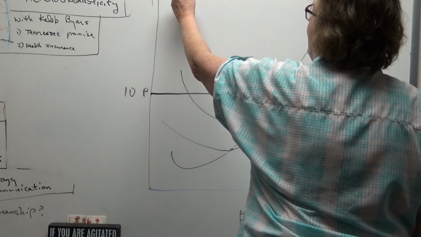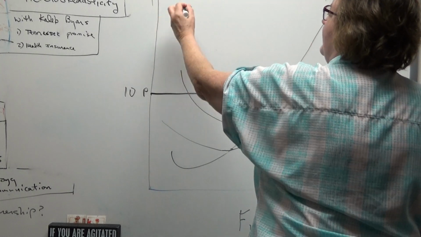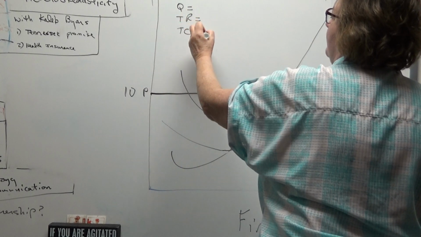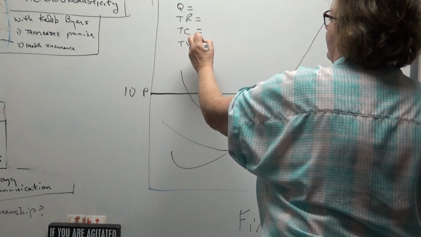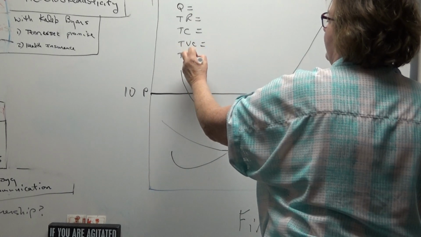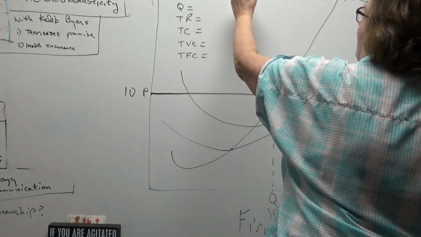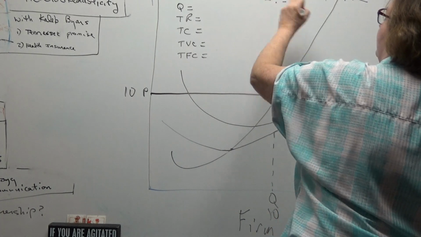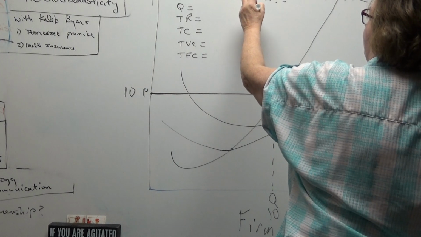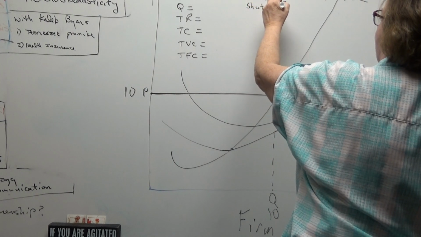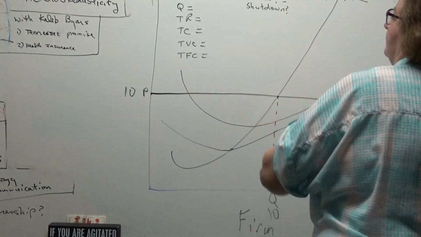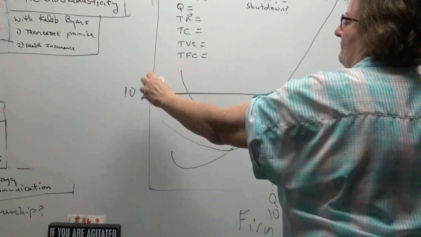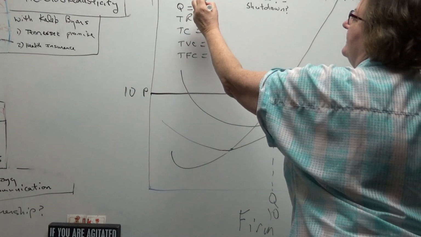So I'm just going to put here price equals, quantity equals, total revenue equals, total cost equals, total variable cost equals, total fixed cost equals, profit or loss equals, and shutdown. Okay, so those are things we need to answer. So the price is going to be 10. The quantity is going to be 10.